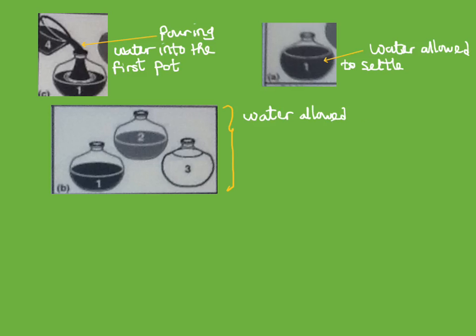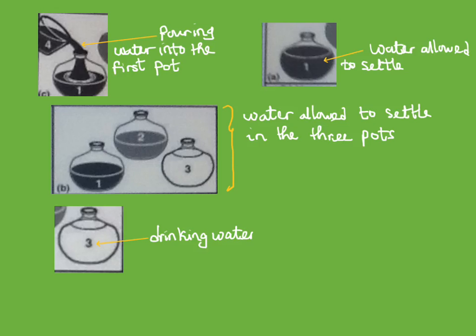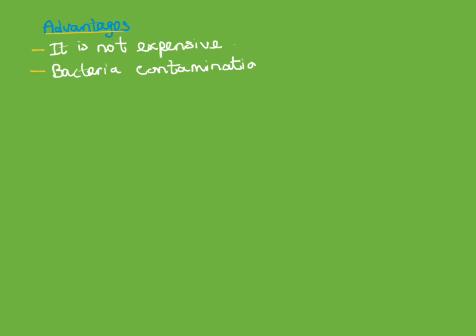The picture below shows you water which has been allowed to settle in the 3 pots. Drinking water is drawn from the third pot only. Advantages of this technique: it is not expensive and easy to use and maintain. Bacterial contamination levels decrease through settlement and over time.